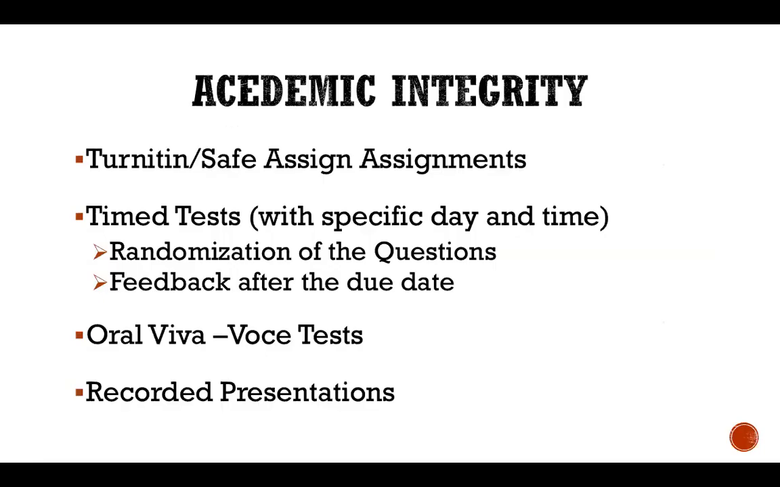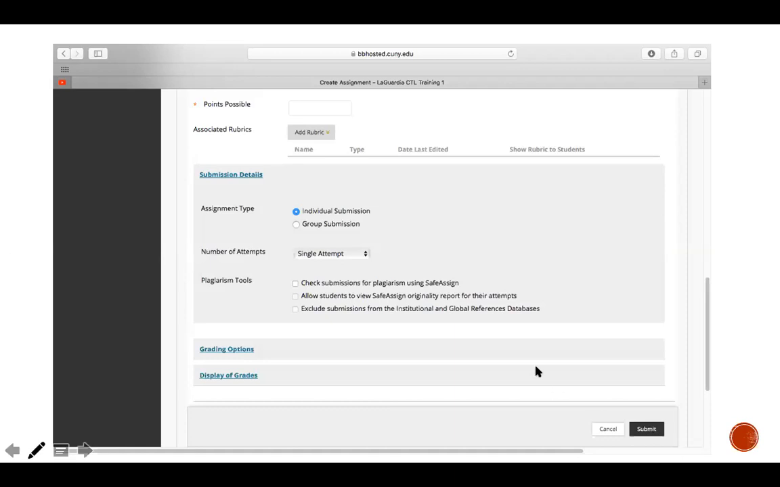So now, as I said, you can check for plagiarism for that written assignment. So if you want to do that, you click on this, check submission for plagiarism using Safe Assign. So Safe Assign is a software that checks for plagiarism. So just click on that. So that will let you know if the student has plagiarized, and will also show you from where they have plagiarized. So you can see all the details.